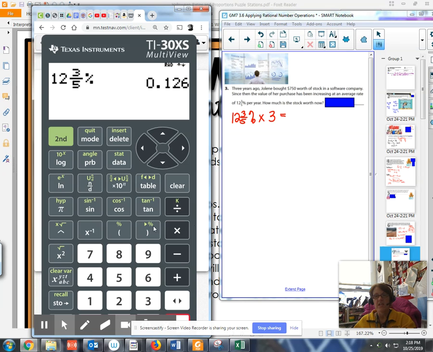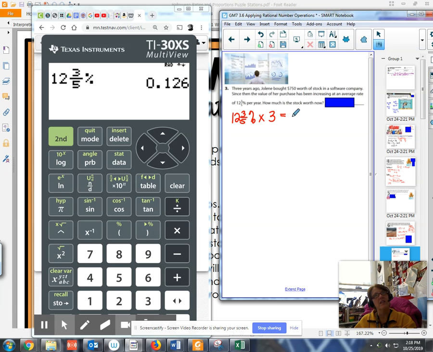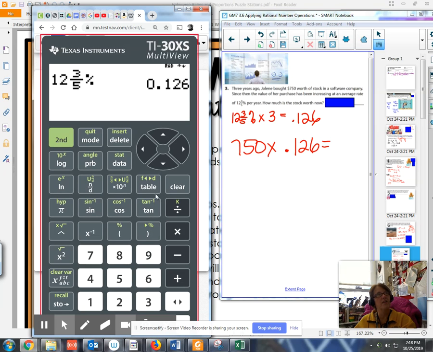Okay, now notice 12.75 is 12.6, and then when I turned it into percent and translated into a decimal, you get 126 thousandths. Cool. So over here, I'm thinking that this is 0.126. Okay, now she invested $750. So now we're going to take 750 times this 126 thousandths. Okay, so let's hop over here and say multiply times 750.